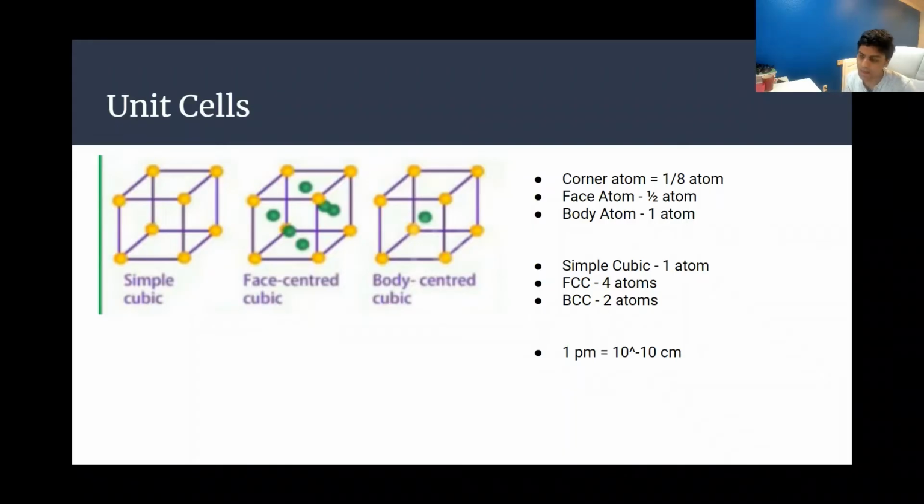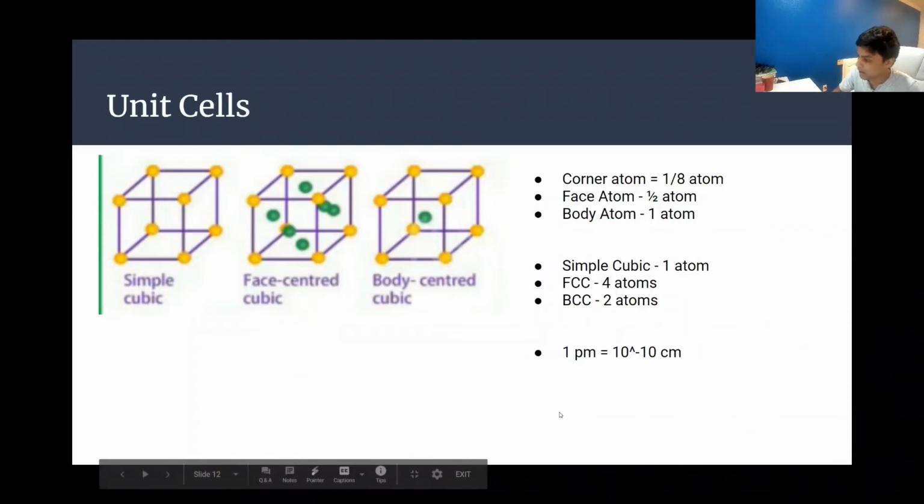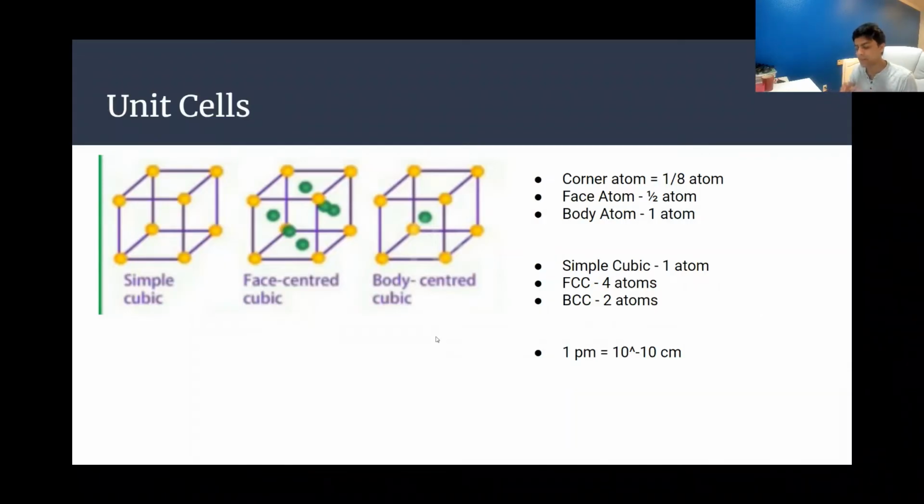I say that I can't teach you how to problem solve on these. I say you do it on your own. And that's how you become a better problem solver. But one piece of information that you need to solve these types of problems is the unit conversion: 1 picometer equals 10 to the negative 10 centimeters. Once you know that, I'm pretty sure you can solve the unit cell problems that they give you. So just keep that conversion in mind.